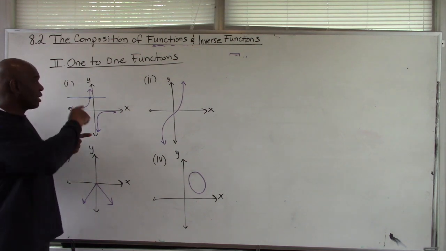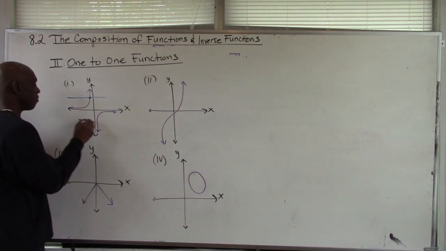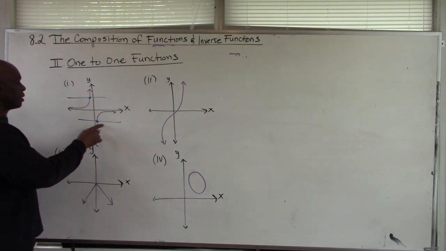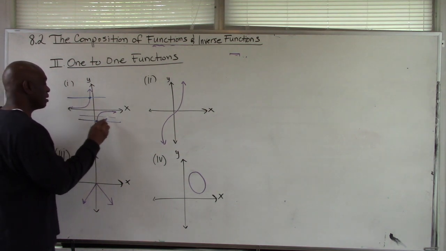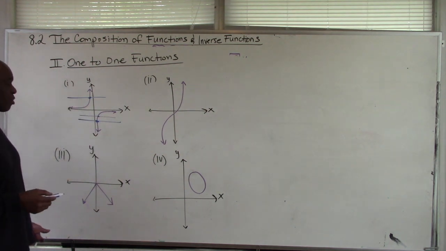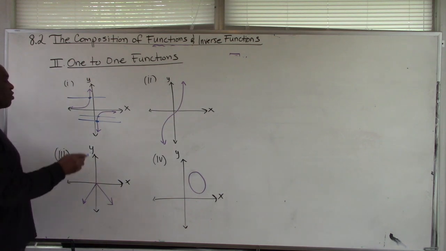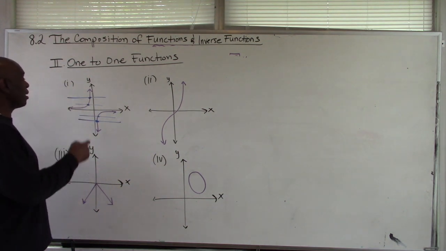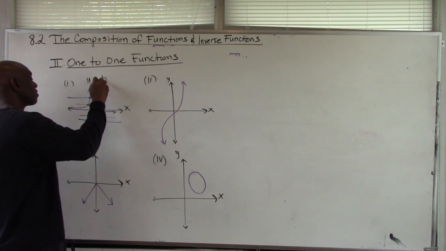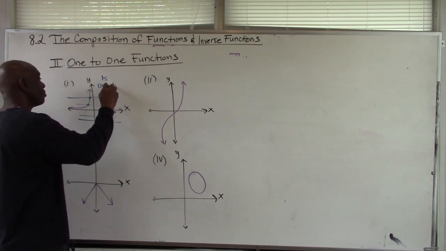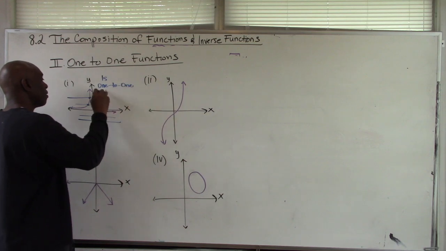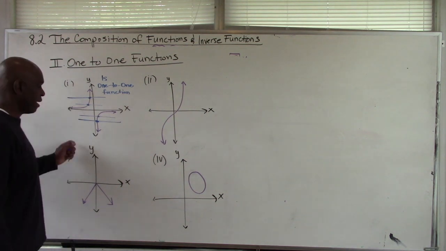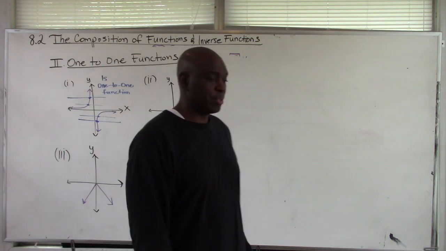One line, one touch. How about here? How many times do I touch? Once. One line, one touch. So far, so good. Do it again. One line, one touch. So far, so good. For every graph that I draw, it's going to be one horizontal line, one touch, which means that this graph right here, this is 1, 2, 1. This is a one-to-one function.